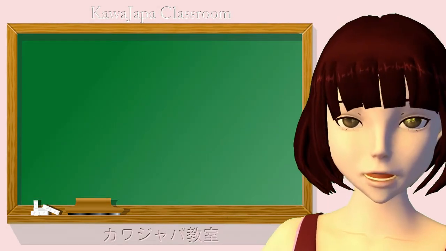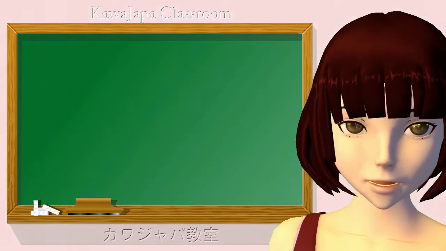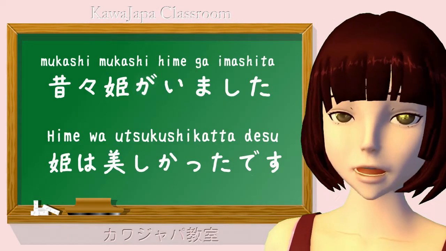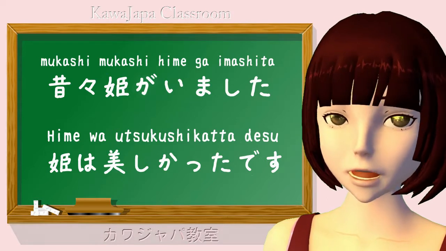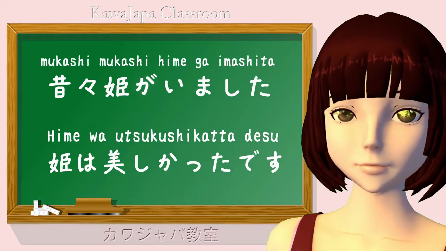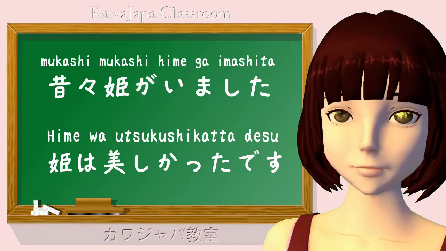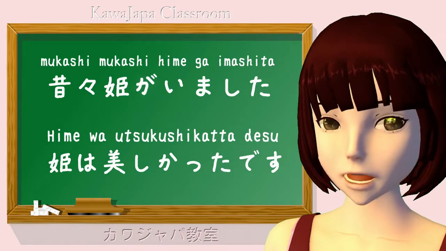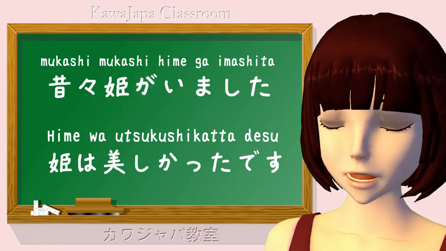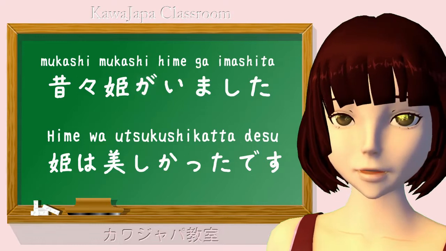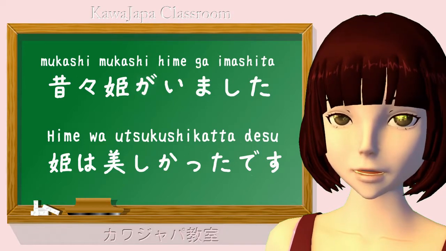Right, now let's take 2 Japanese sentences and see how this applies. Mukashi mukashi, hime ga imashita. Hime wa utsukushikatta desu. Once upon a time there was a princess. The princess was beautiful. Now, why do we use ga in the first sentence?